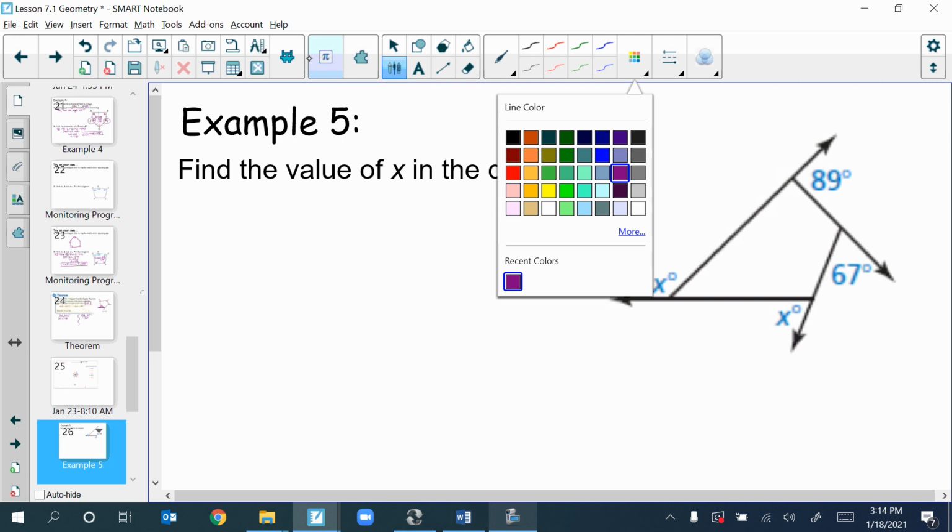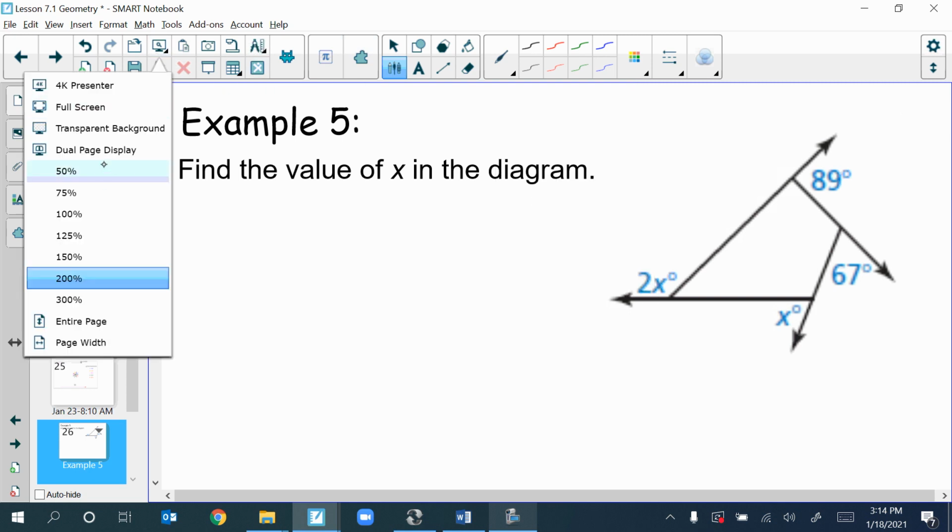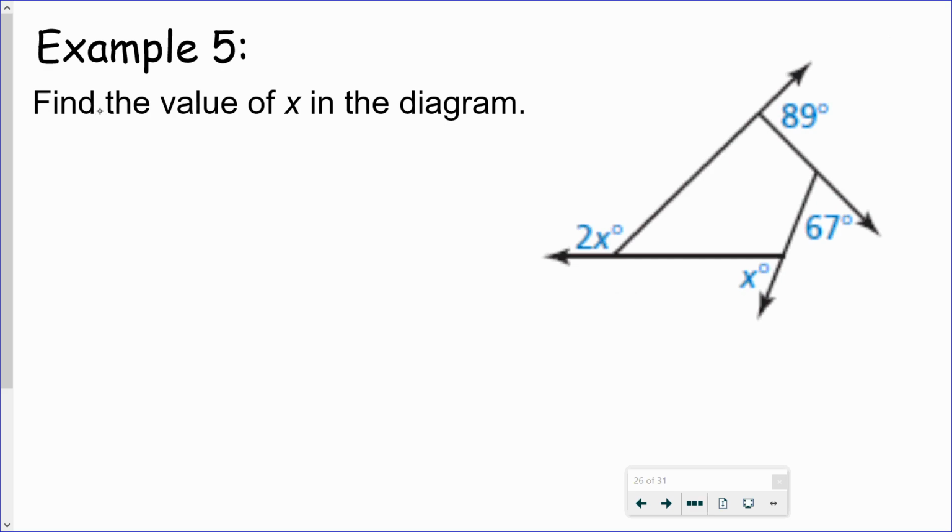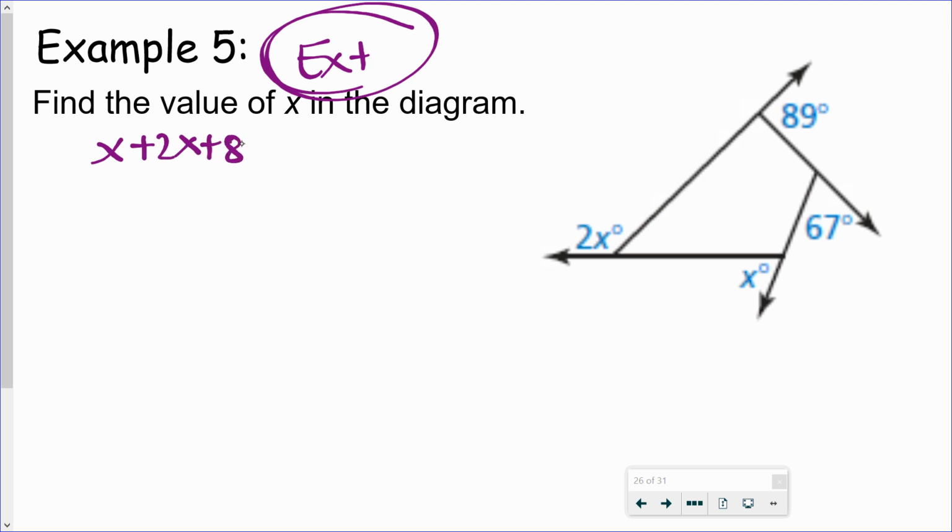So now let's move on to example number 5. Find the value of x in the diagram. Now, first of all, look at where it's located. We are on the exterior, okay? So what you're going to do is add them. I don't care where you start. x plus 2x plus 89 plus 67. Well, the exterior, there's no work to be done. It's just always 360, okay?